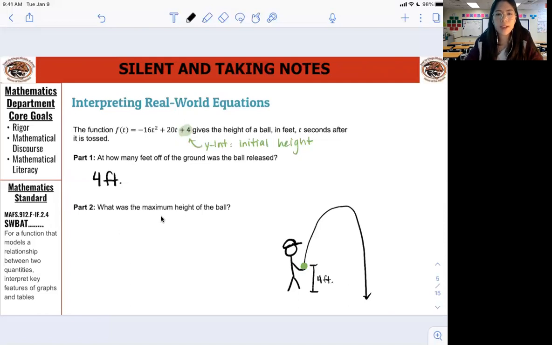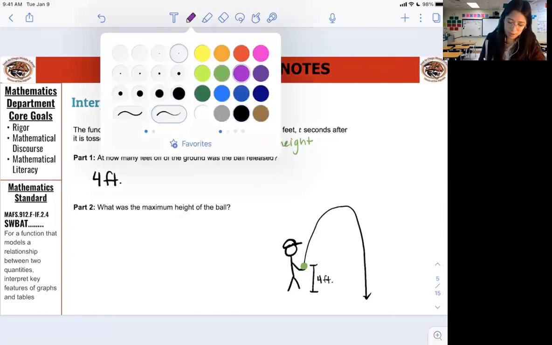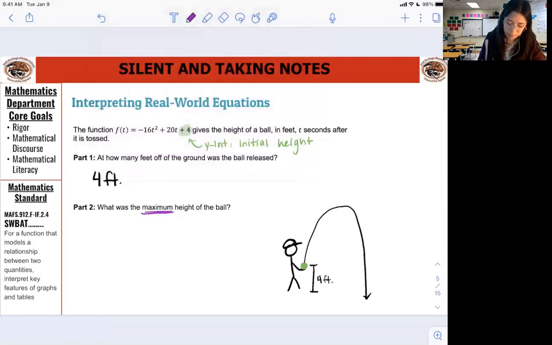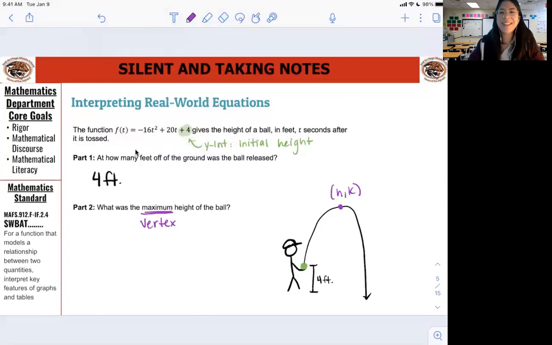Then part 2, it's asking what is the maximum height of the ball? In that case, what value of the equation am I looking for? The vertex. Right, we got our maximum. That means I'm looking for the vertex, but what form is my equation written in? Standard form. So what am I going to have to do? Do the vertex formula. Yes, vertex formula.